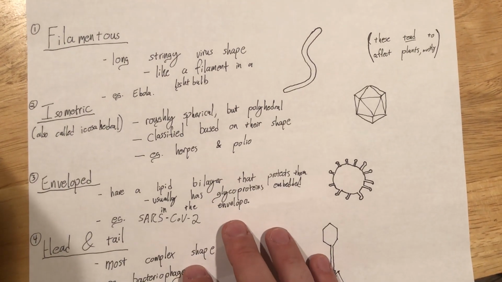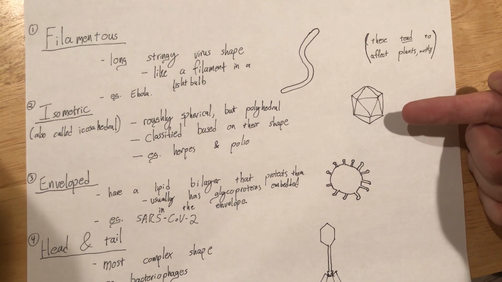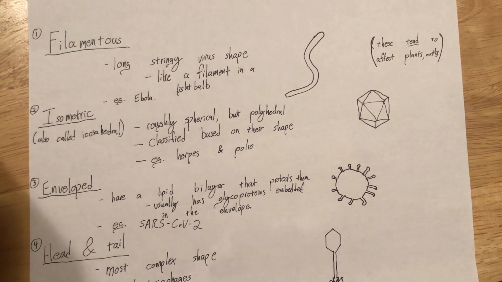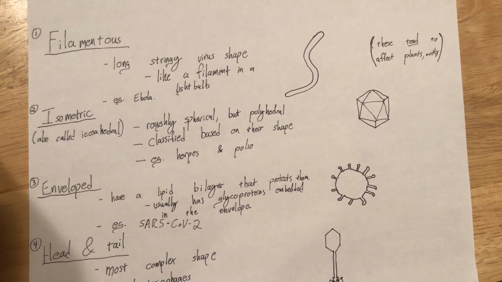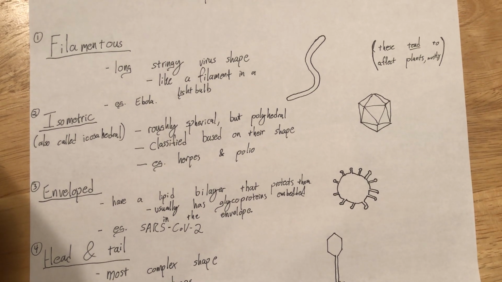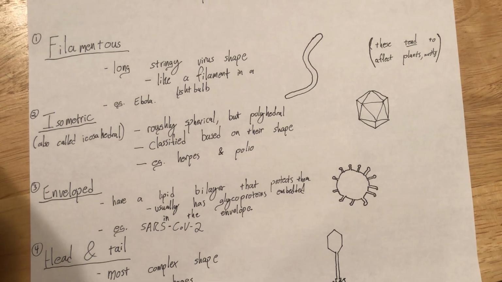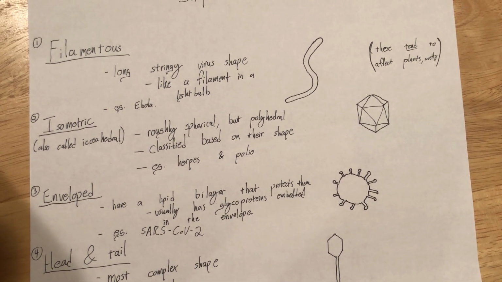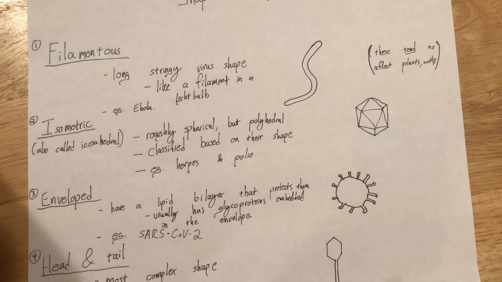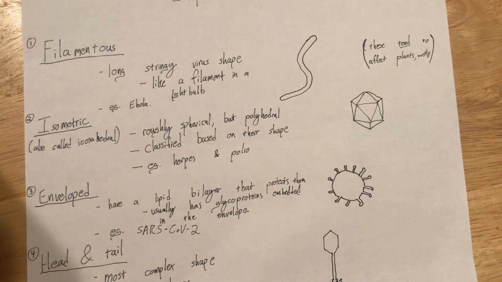Isometric viruses have this sort of isometric shape, sort of like spherical, but if you made spherical with a bunch of edges, so polyhedral is the fancy word for this. They can also be called icosahedral viruses, or the shape can be called icosahedral. They're classified based on their shape, and examples of this are things like herpes and polio. So these are non-enveloped isometric, so they don't have an envelope, but they do have this sort of general shape.